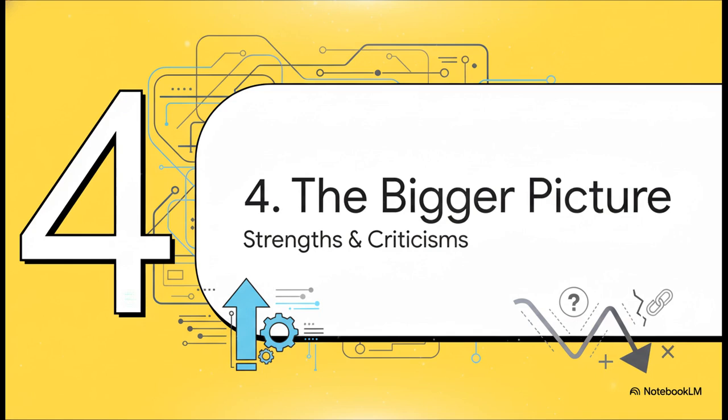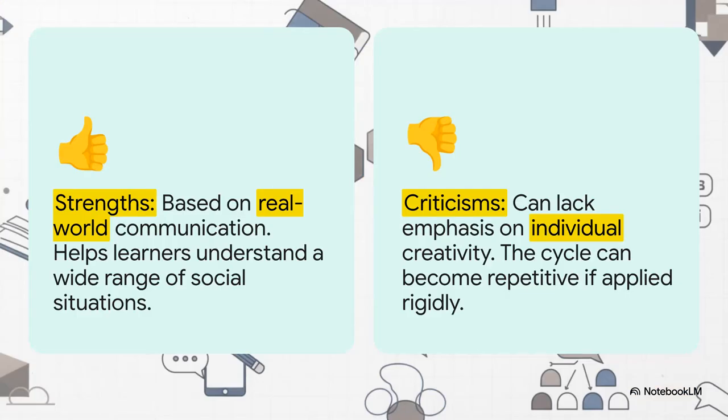So, we've dug into what TBI is and how it works. Now, it's time to zoom out and look at the whole landscape. What are the real strengths of this approach? And, to be fair, what are some of the common criticisms? So the number one strength of TBI is its real-world relevance. It's all about preparing students for the kind of communication they're actually going to need.